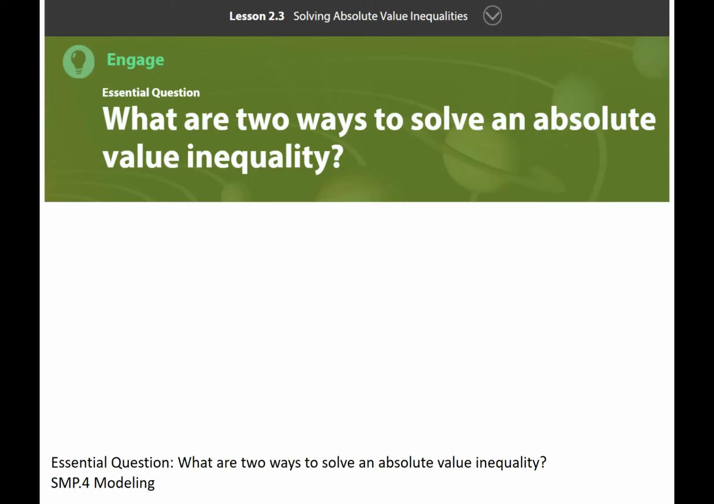Today's lesson, we're going to talk about solving absolute value inequalities. So yesterday we talked about equations. Today we're talking about inequalities. And we're going to be able to answer, probably by the end of the lesson tomorrow, what are the two ways to solve an absolute value inequality.